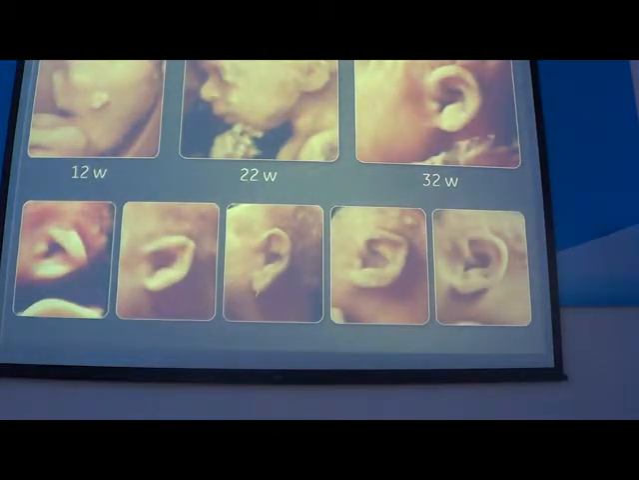And this is a normal ear. And here you have examples of abnormal ears.